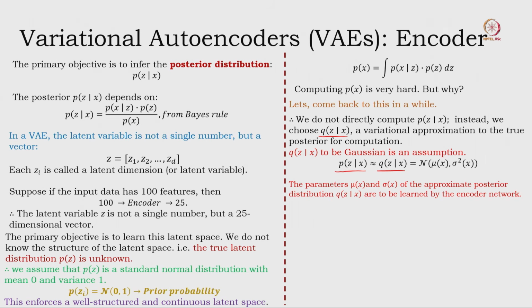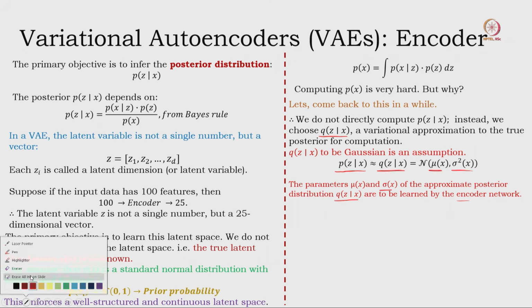Now, we are making a second assumption. What is the second assumption? This Q of z given x is a Gaussian distribution. To be Gaussian is an assumption that we are making. Now, whenever you say a Gaussian, the parameters of a Gaussian are mu and variance. So, these are the parameters. Now, the parameters mu of x and variance of this Q of z given x, this you have to learn. And who is helping us to learn this? It is an encoder network which will learn this.